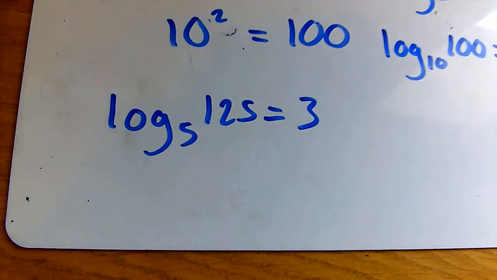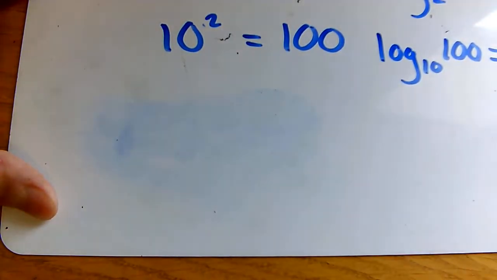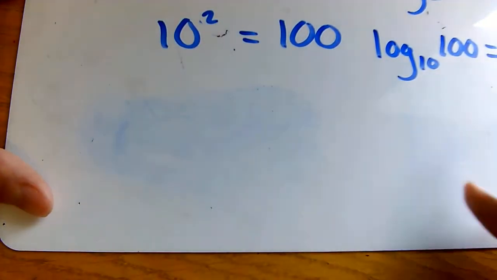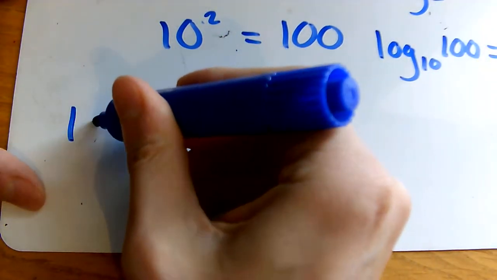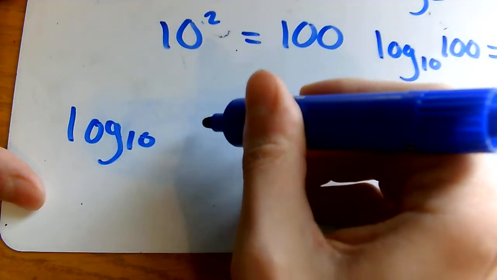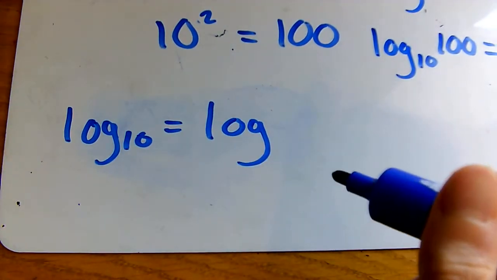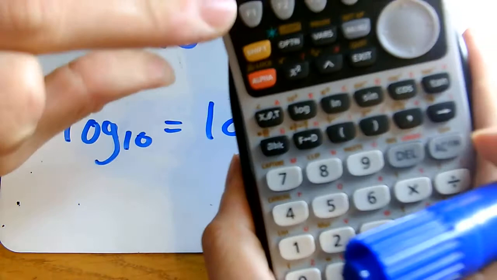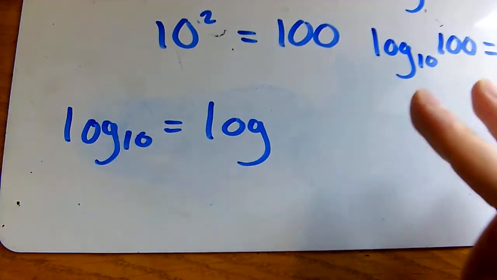There's a couple of little bits of notation we need to be aware of. I've written down log base 10 here, but actually base 10 is such a common log that we have a shorthand for it. So log base 10 is just written as log. And on the calculator, there's a button that just says log. That means log base 10. So whenever you see log, it means base 10.